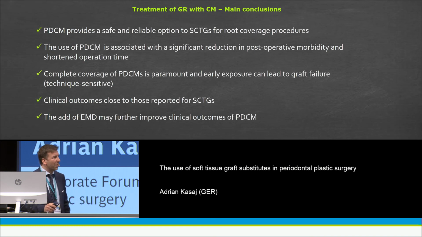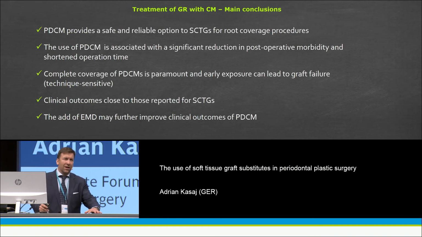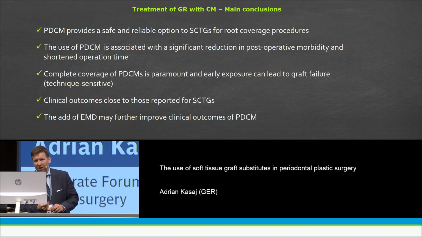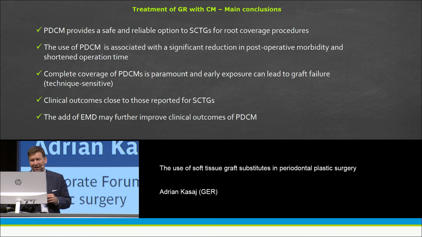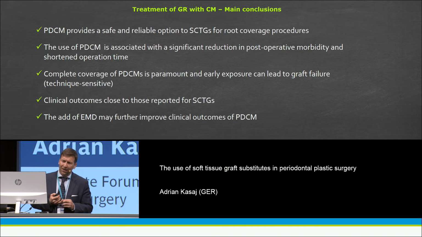So let me come to my main conclusions. Today, these porcine-derived collagen matrices for sure provide a safe and reliable option to the autogenous connective tissue grafts for root coverage procedures. We saw that the use of these collagen matrices is associated with a significant reduction in post-operative morbidity and a shortened operation time. It is important to completely cover these matrices, since an early exposure can lead to graft failure. So it's definitely a technique-sensitive procedure.